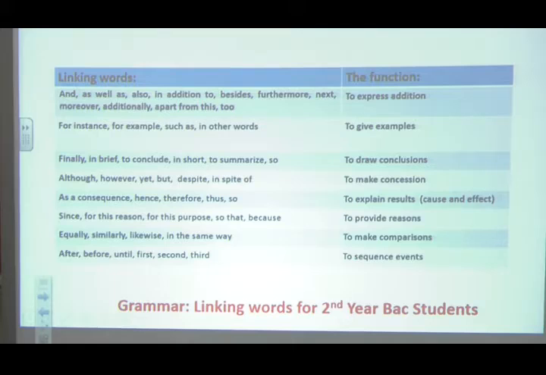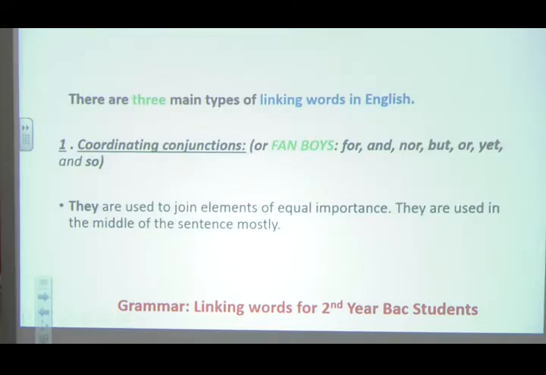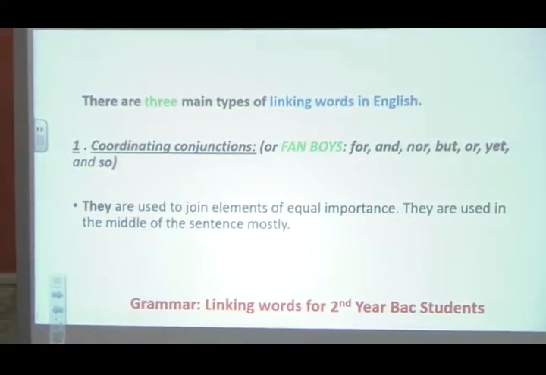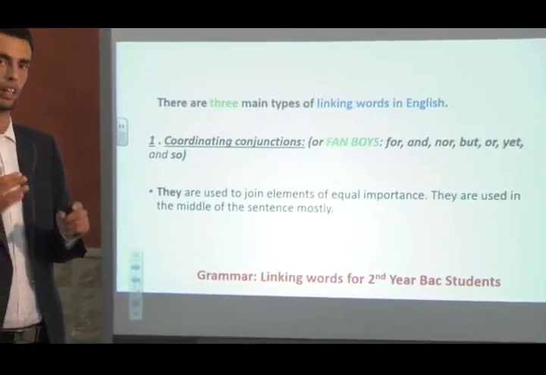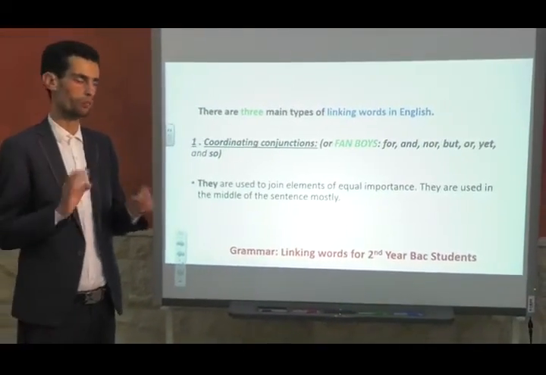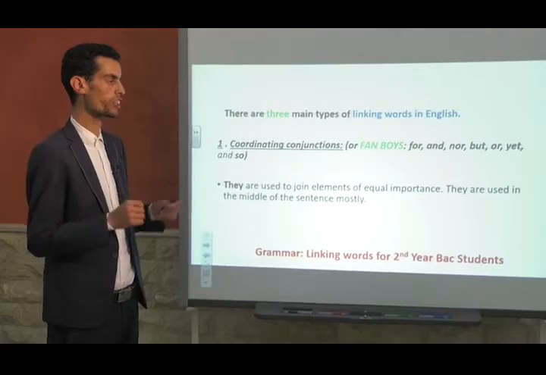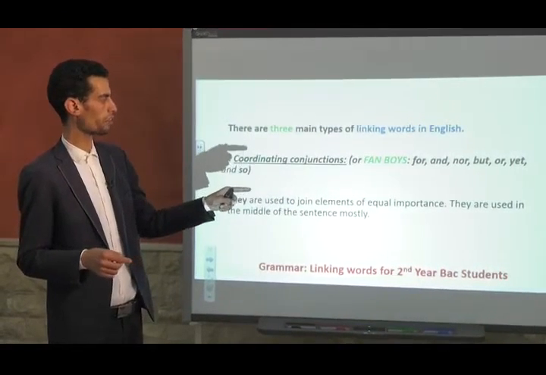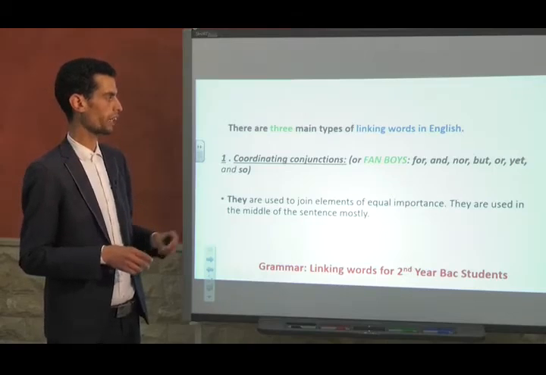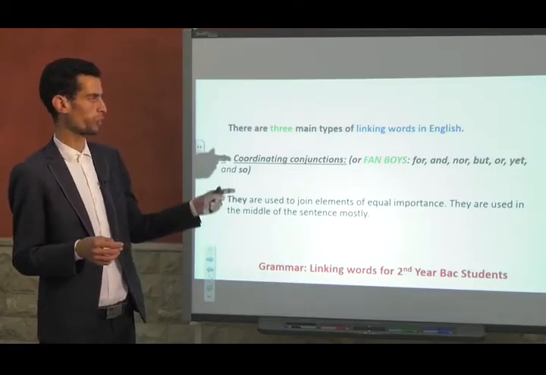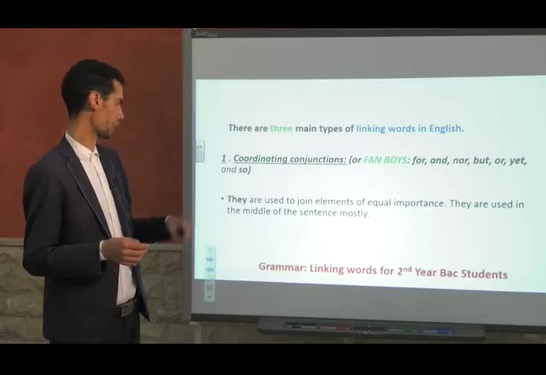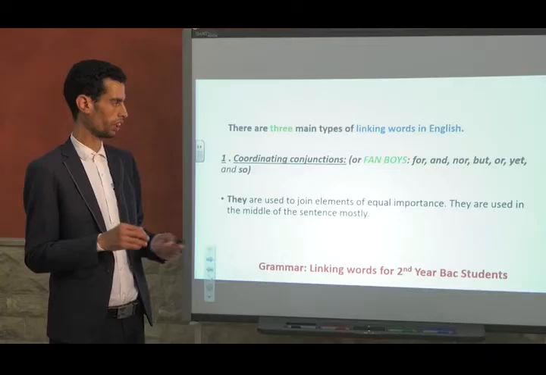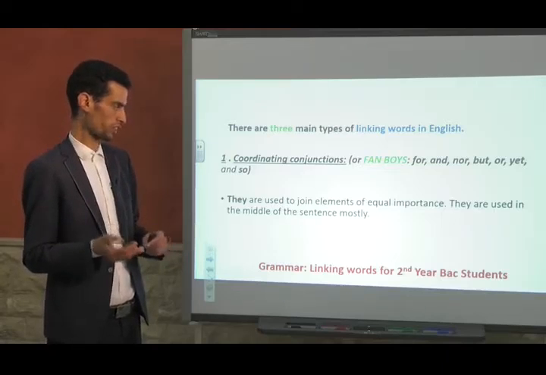There are three main types of linking words that I would like you to know. So I'm going to talk about each type so that you can understand separately. I'm not going to confuse you. The first one is called coordinating conjunctions. You can just memorize the word FANBOYS, and you are going to know all of them. They are seven: for, and, nor, but, or, yet, and so. They are used to join elements of equal importance. They are used in the middle of the sentence mostly.